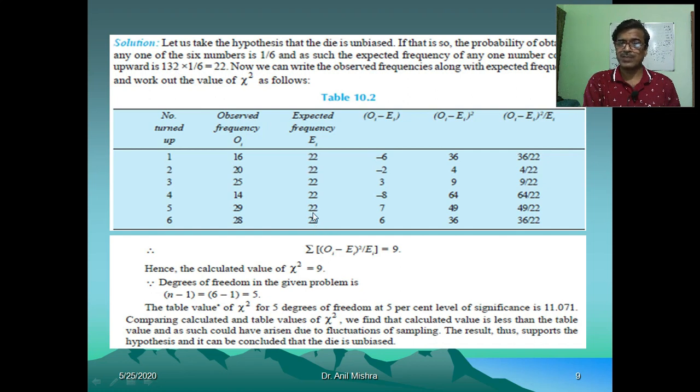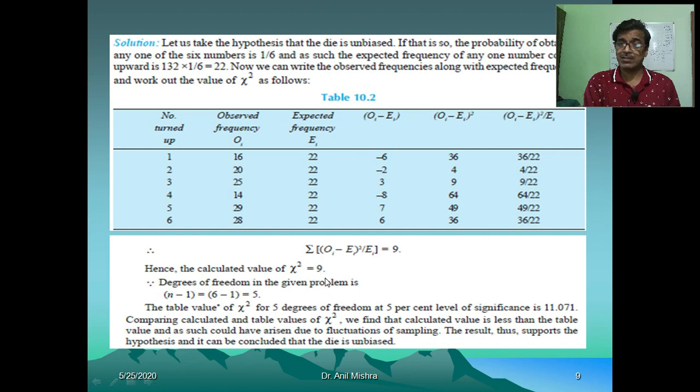Now, with all the expected frequencies being 22, E is 22, and O is 16, 20, 25 and so on. Then our target is the chi-square. Chi-square is nothing but (O minus E) whole squared divided by E. We have to take the differences first, then square them and divide by the expected frequency. We add this particular column, and the outcome is 9. So the chi-square value is 9.